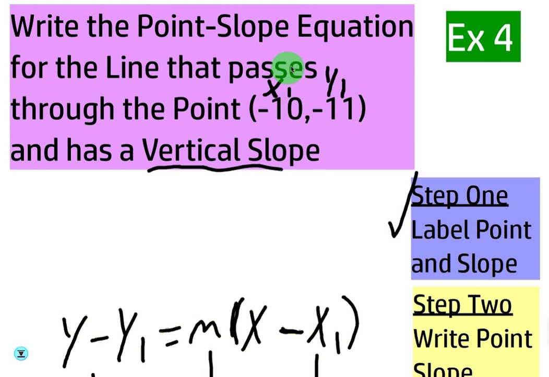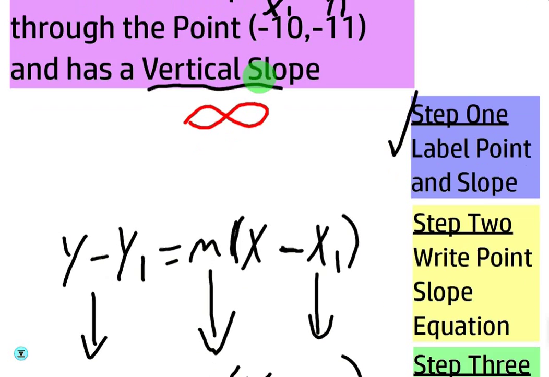All right, write the point slope equation for the line that passes through the point (-10, -11) and has a vertical slope. So this is totally different than what we did just now with slope 0. Now we have a vertical slope, and one of my students pointed out that's an infinite slope, and that's true. But in order to get this in point slope form, it's a little tricky, so I will explain that to you. You're still going to use the same equation.